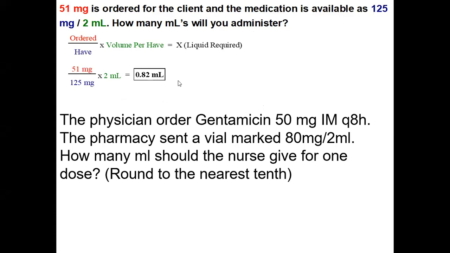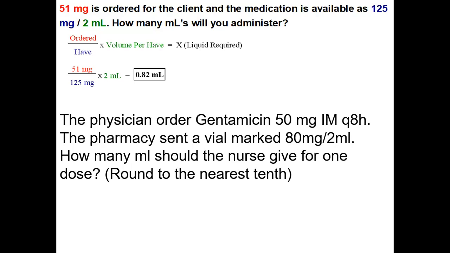Okay, so next question is 51 milligrams is ordered for the client and the medication is available at 125 milligrams per 2 ml. How many mLs will you administer? So I just showed you this laid out so you can get an idea, and then we're going to do some of these measuring in liquids. So it's really the same calculation, okay? What you have ordered over what you have on hand or your supply on hand.